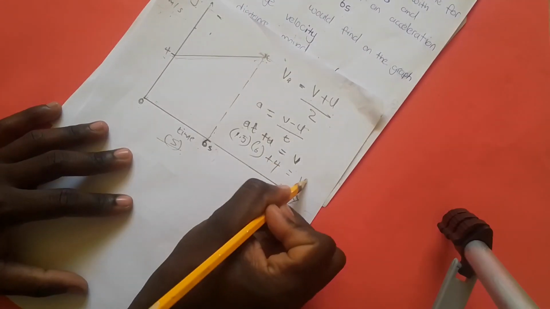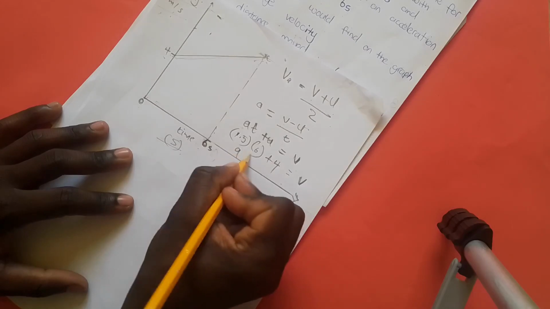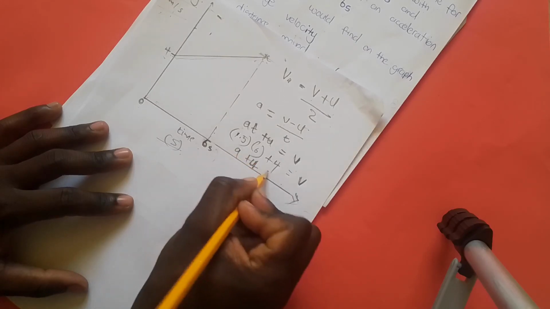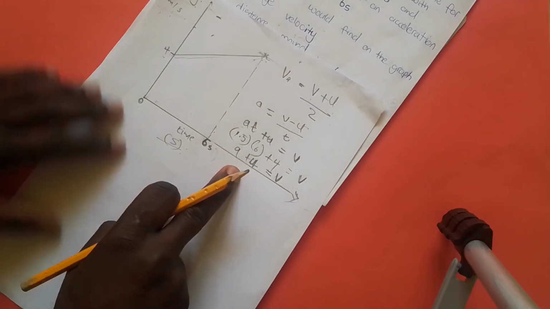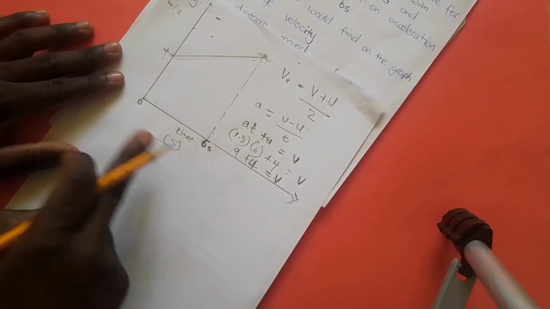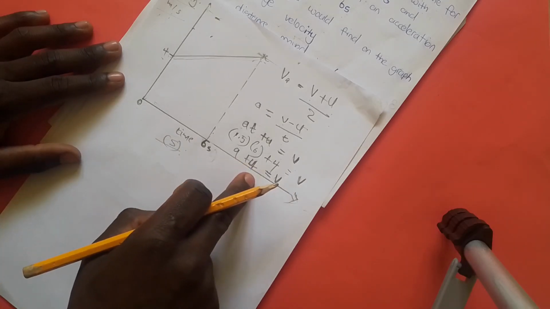So this is equal to U. So 1.5 times 6 is equal to 9. So 9 plus 4 is equal to U, which is V, the final velocity. So you can see that 13, at the end of the 6 seconds, the body was accelerating, it reached 13 meters per second.